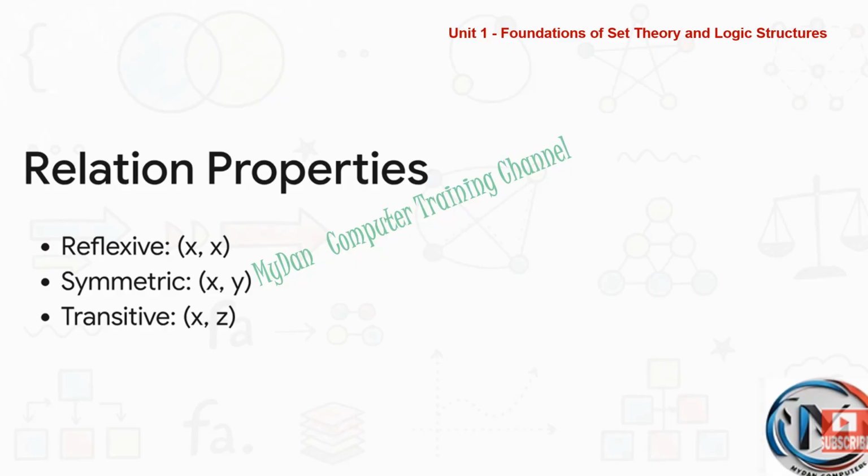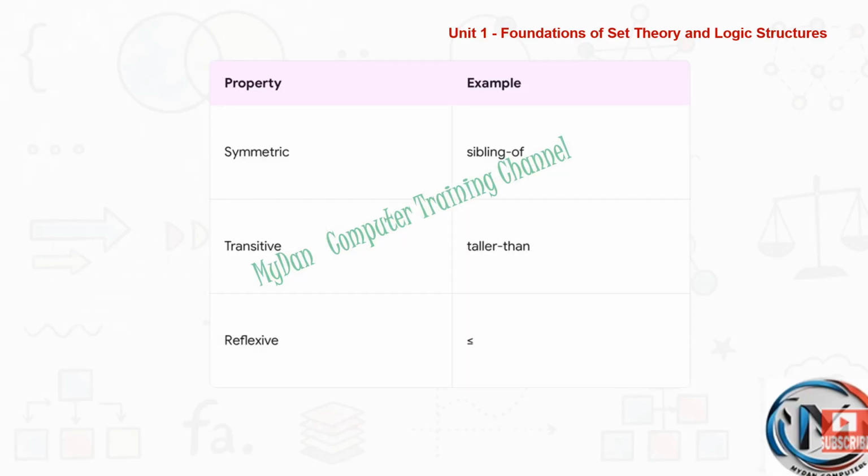Second, it can be symmetric, meaning if x relates to y, well then y must equally relate to x. And third, it can be transitive, which is basically a chain reaction. If x relates to y and y relates to z, then x must logically relate to z. Okay, if that sounds a bit abstract, let's use some relatable analogies. The relation sibling of is perfectly symmetric. If I am your sibling, you are automatically mine, whether you like it or not.